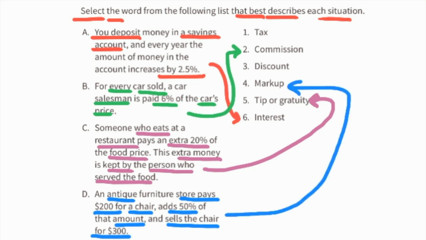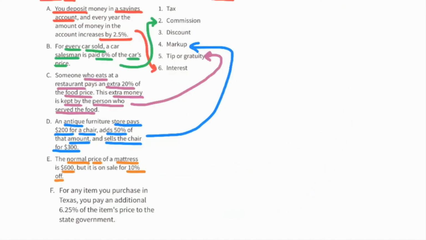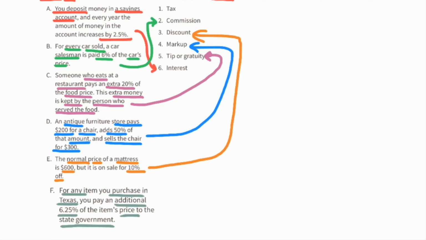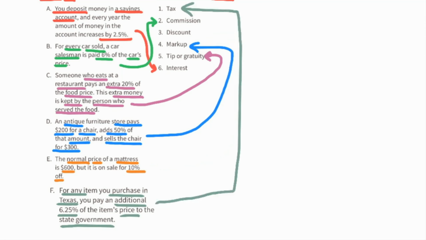$300. This situation represents a markup. E. The normal price of a mattress is $600, but it is on sale for 10% off. This situation represents a discount. F. For any item you purchase in Texas, you pay an additional 6.25% of the item's price to the state government. This situation represents tax.